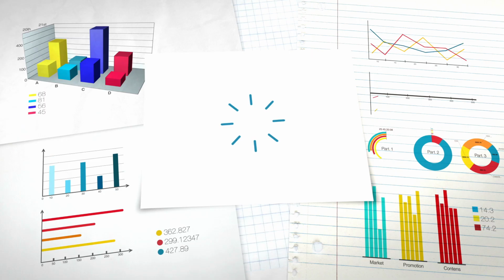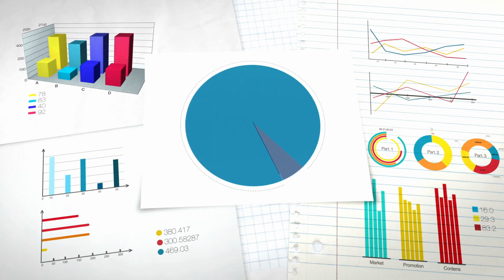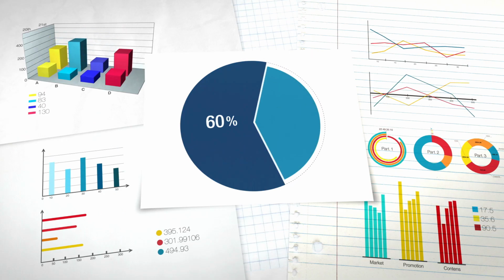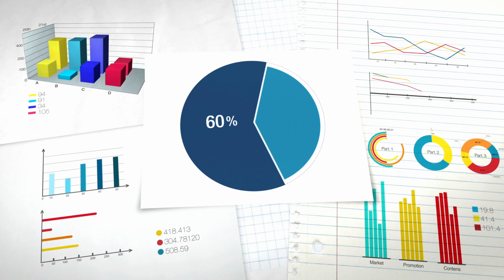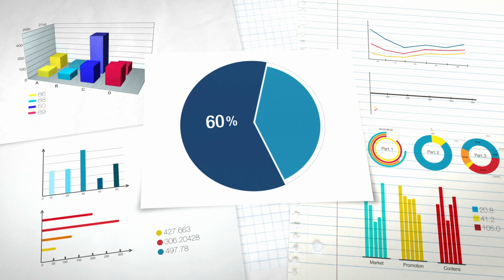And consider the use of props here. For example, it might be a graph that you show them, it might be a piece of information, it might be a product. Using props can be a really good way of getting participants to engage in a focus group.